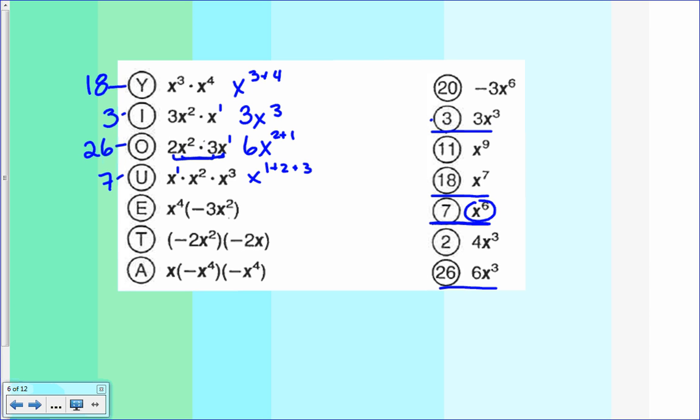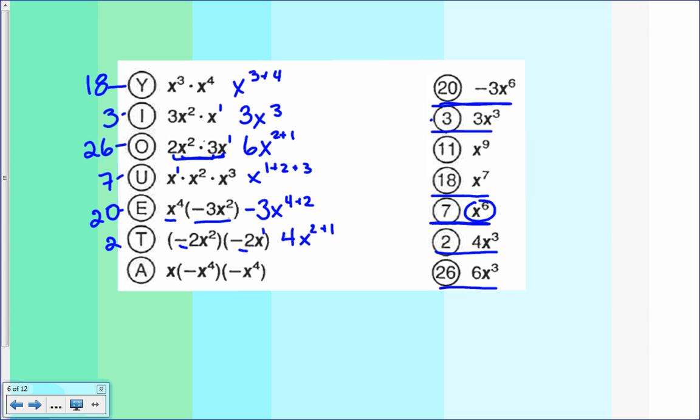Okay, here I have x to the 4th times negative 3x squared. The negative 3 is going to come out front. There are no other numbers to multiply it by. I'm going to add 4 and 2 because I'm multiplying powers with the same base. Get negative 3x to the power of 6, which is right here. Negative 2 times negative 2 is 4. We have an invisible 1. Again, I'm going to add 2 and 1 to get 4x to the power of 3, which is right here.